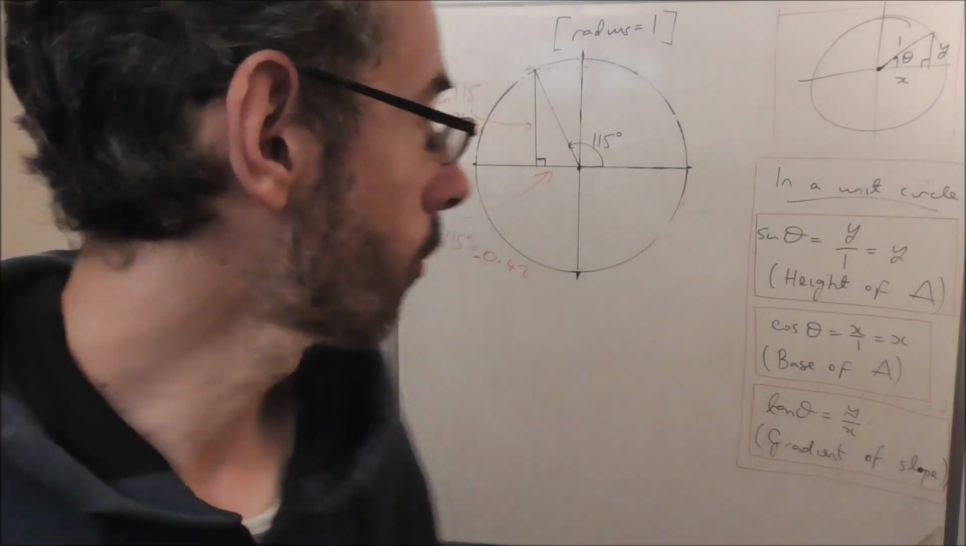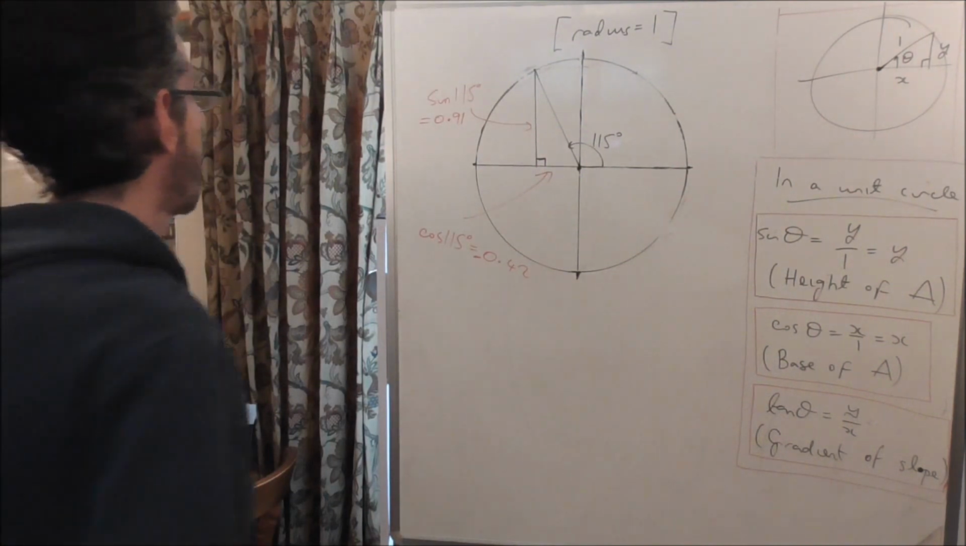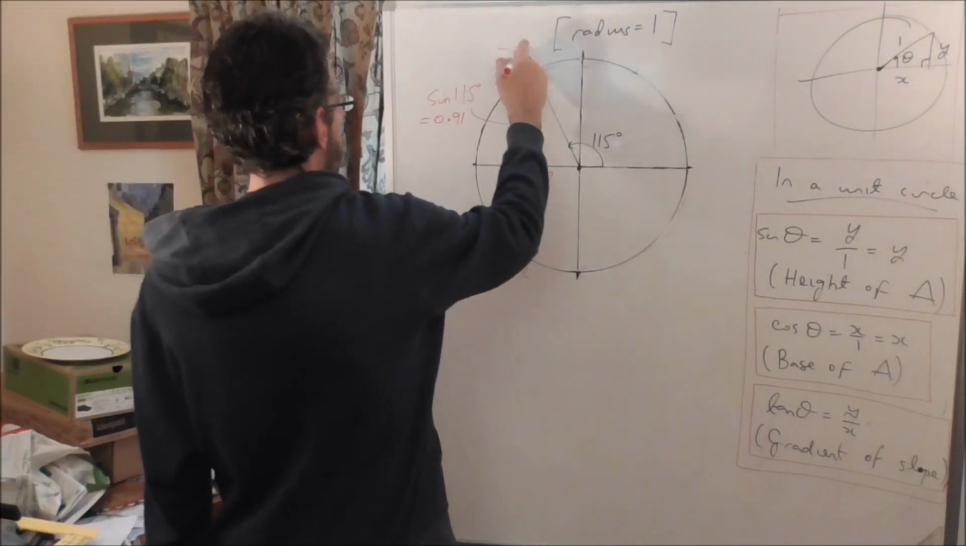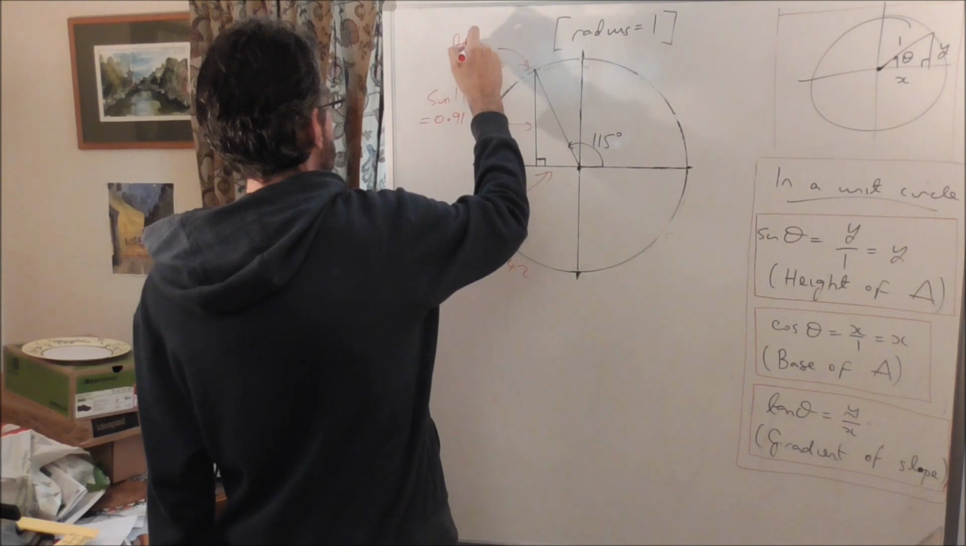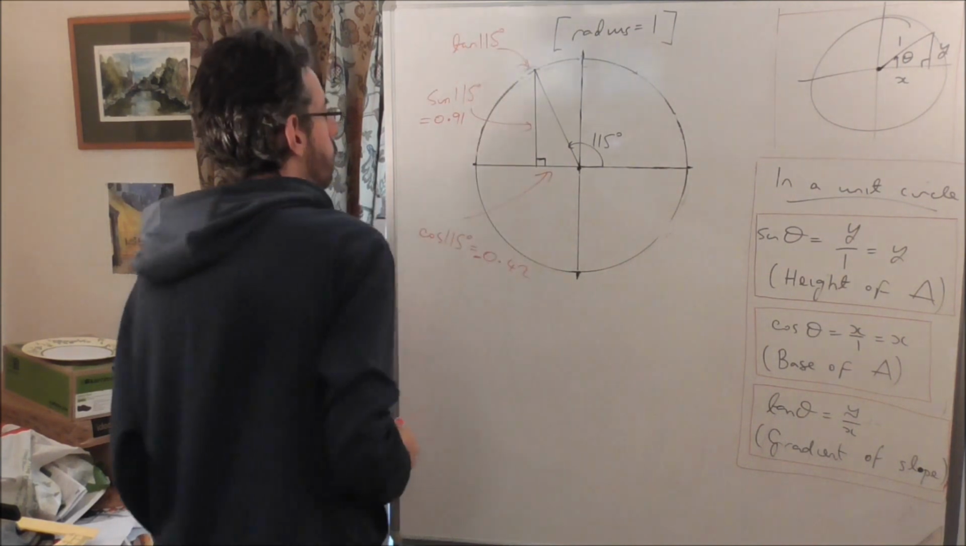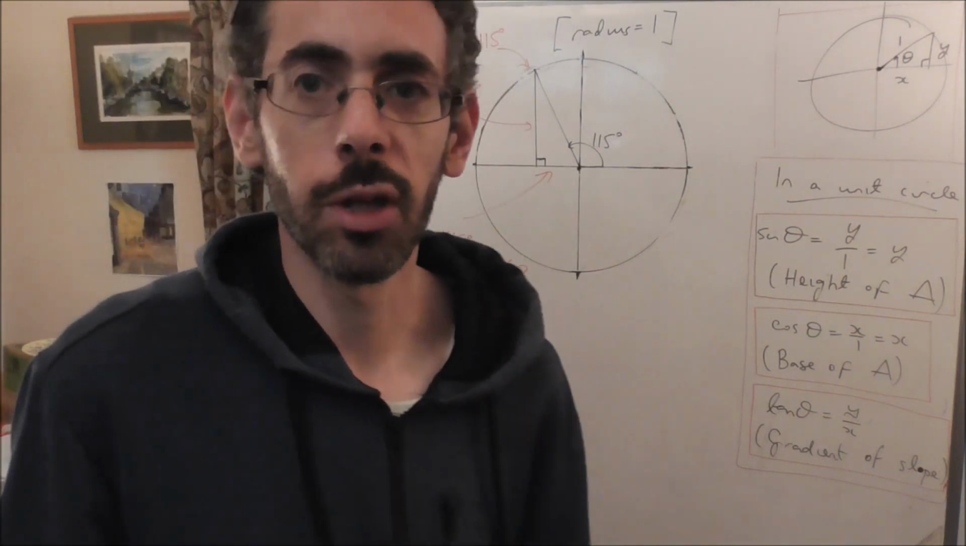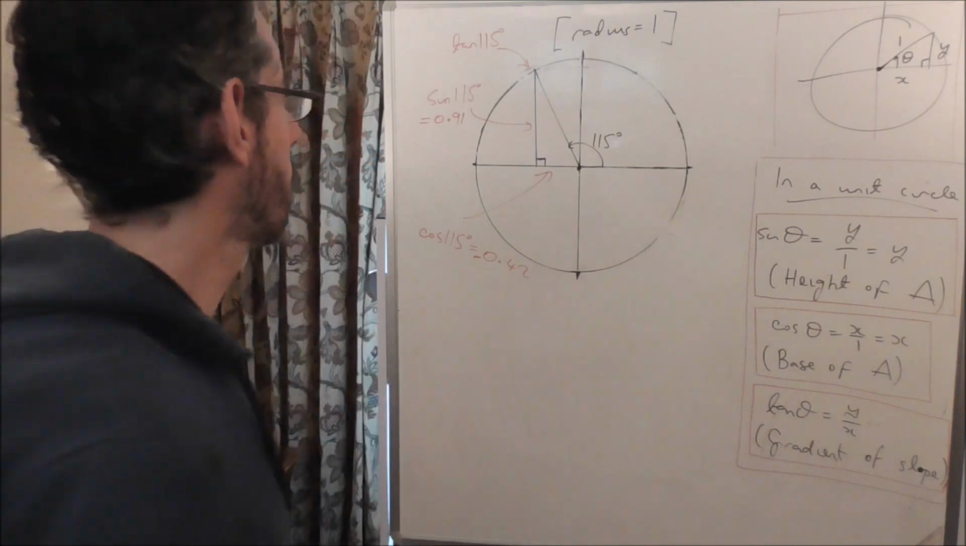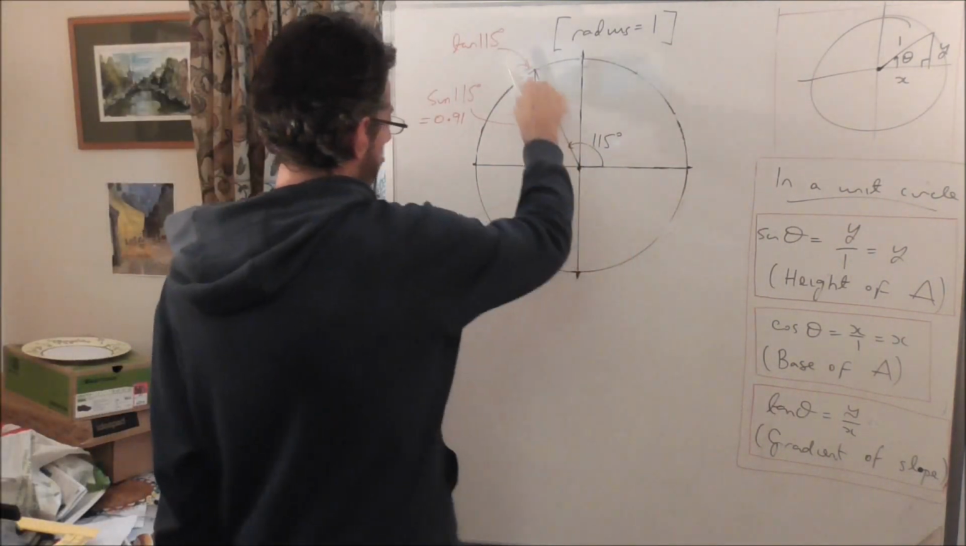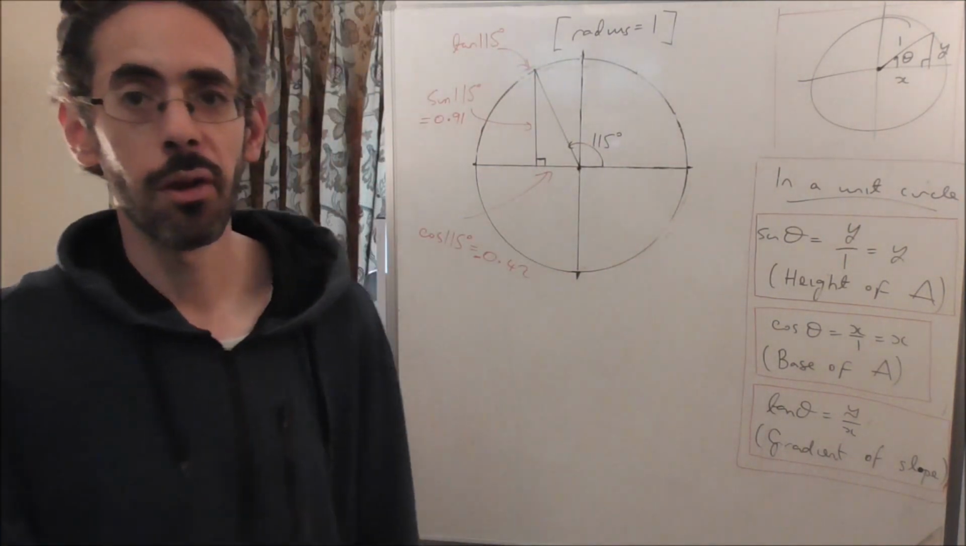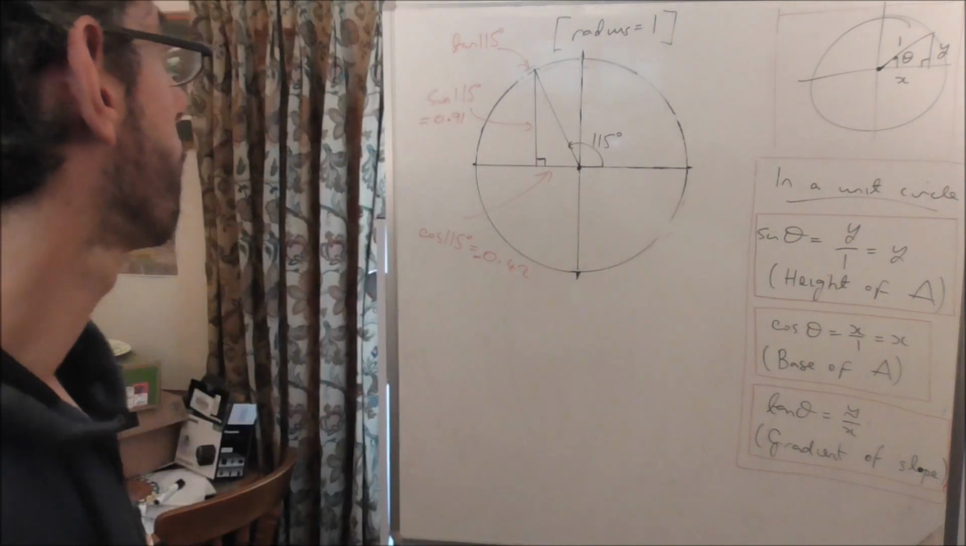So that's cos of 115, it's negative. Tan 115 is the gradient. Tan 115, we can estimate that. Is it going to be positive or negative? Well, the line is sloping down. It's sloping down quite steeply, so it's going to be negative, and it's going to be quite steep.